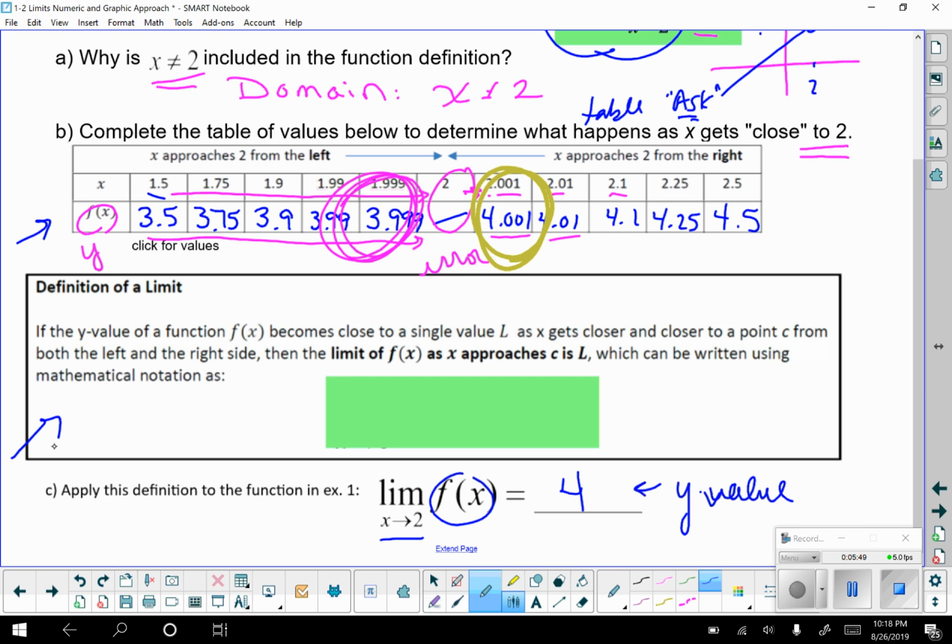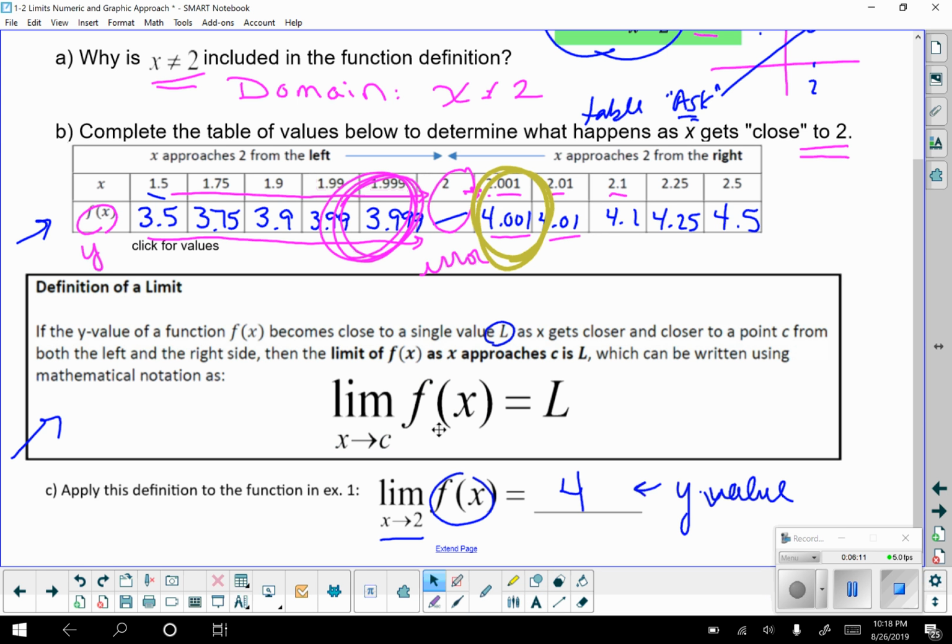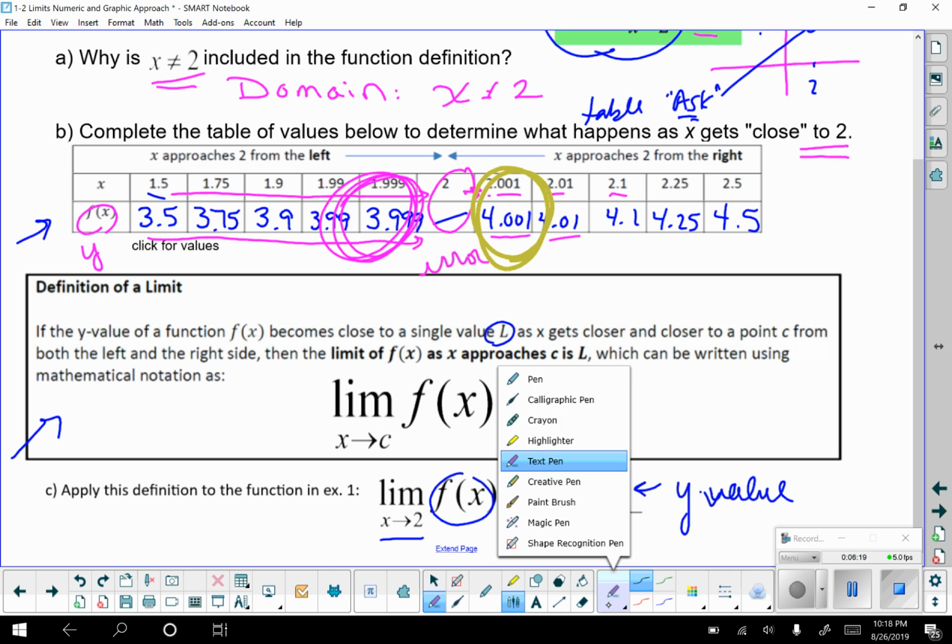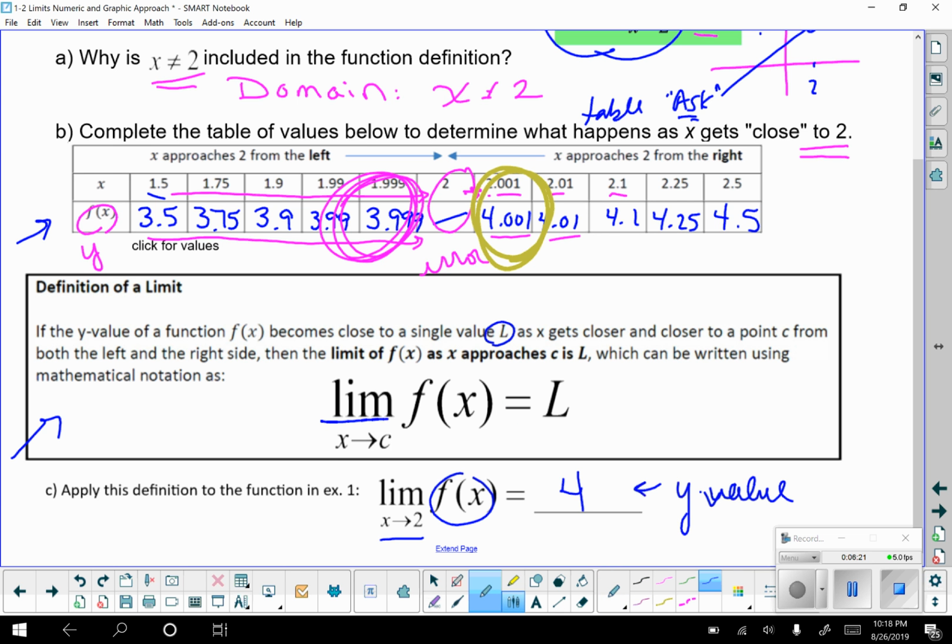If the y value of a function f of x becomes close to a single value L, they're using L to represent a number, the limit, as x gets closer and closer to a point C from both the left and the right sides, then the limit of f of x as x approaches C is L. And that can be written using mathematical notation. So all of this phrasing is a lot of words, of course, but it means we're finding a limit as x gets closer to C.